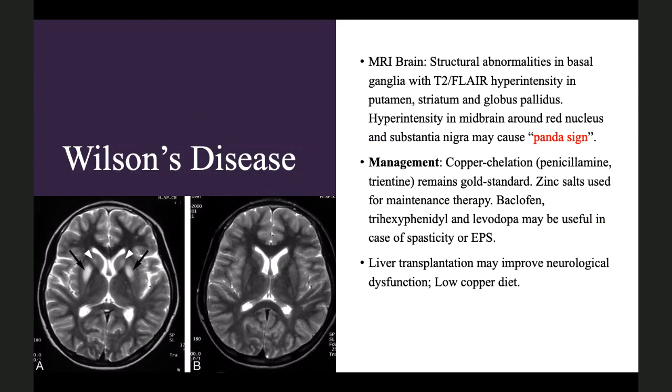The image here shows Wilson's disease before and after treatment. It typically shows structural abnormalities in the basal ganglia, putamen, striatum, and globus pallidus. Sometimes we can see hyperintensity in the midbrain around the red nucleus, which is called the panda sign. Management consists of copper chelation, zinc salts, and then we can use baclofen, trihexyphenidyl, and levodopa for spasticity or extrapyramidal symptoms. And then in severe cases, liver transplantation is helpful.